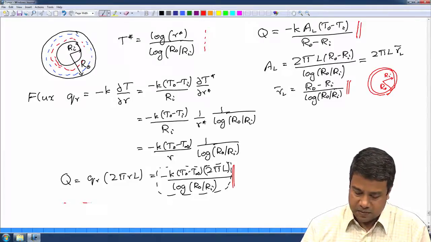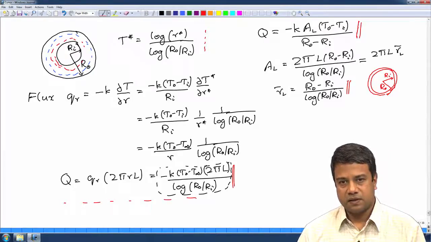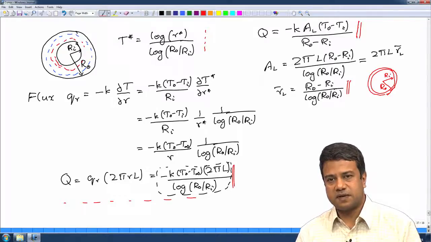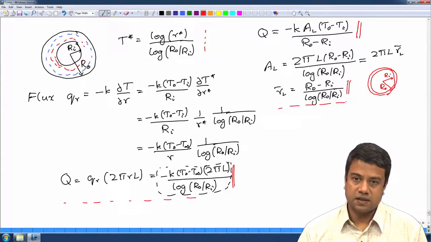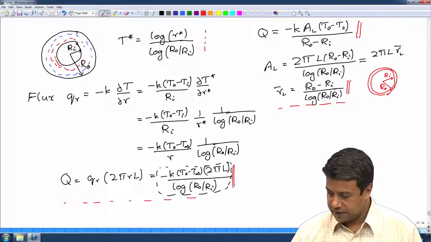Strictly speaking, the flux should be given just by this, but in correlations it is expressed in terms of the thickness times an average area, and that logarithmic average is given by this one. So that we had seen in the previous lecture.